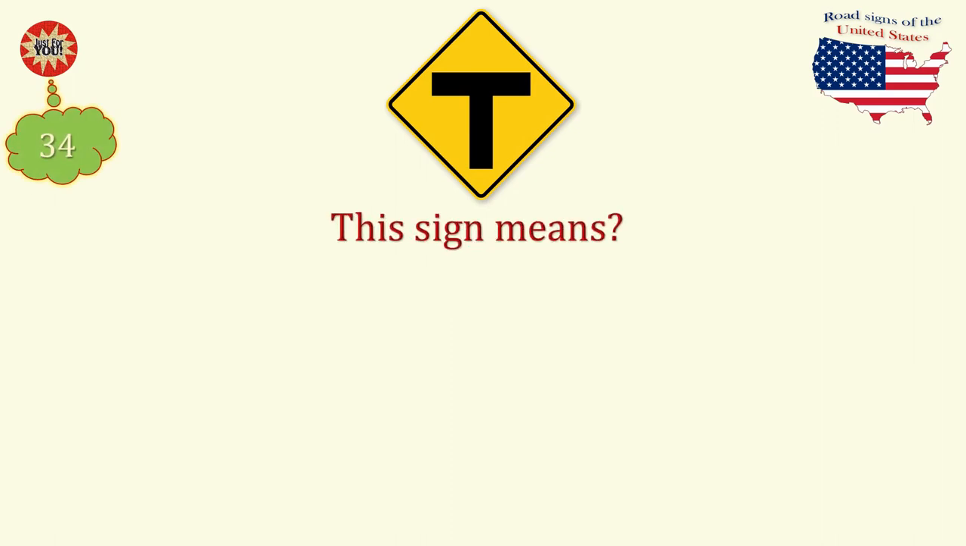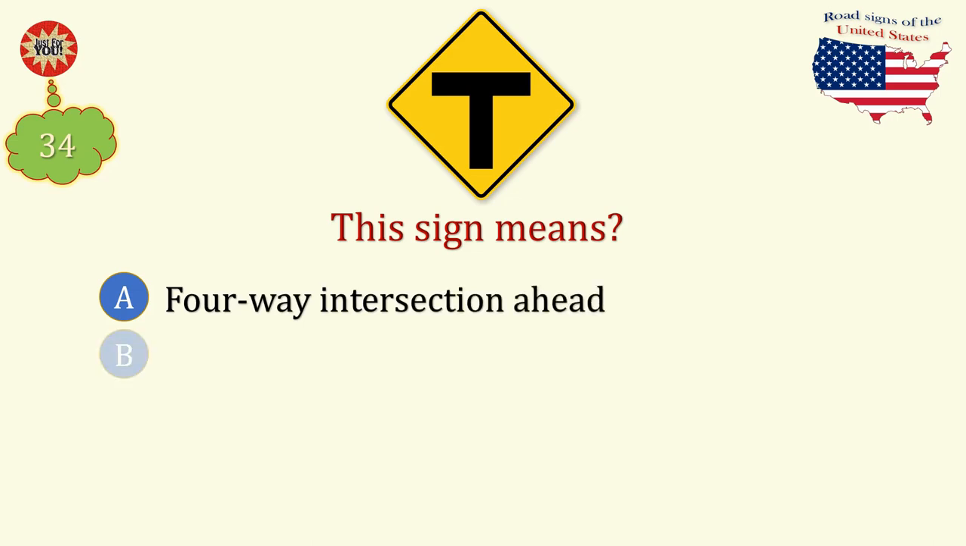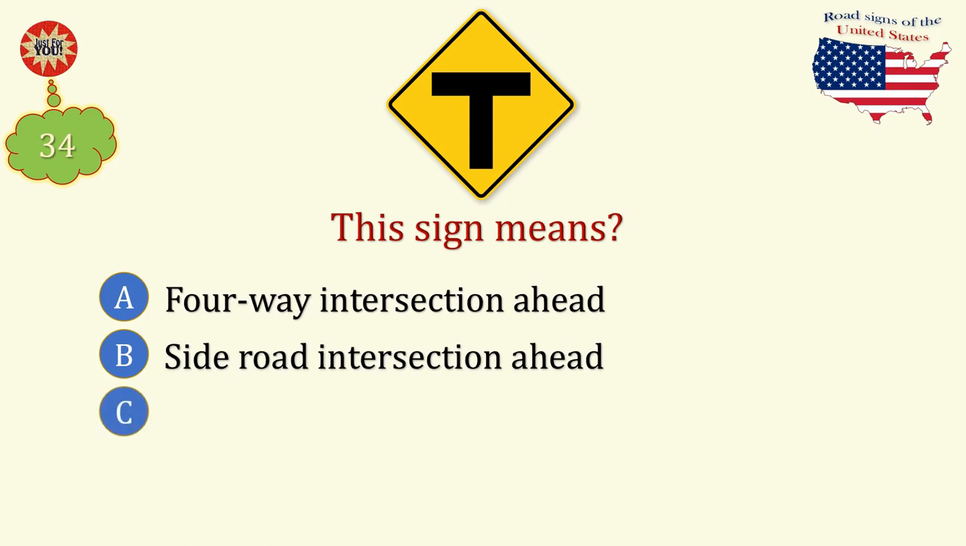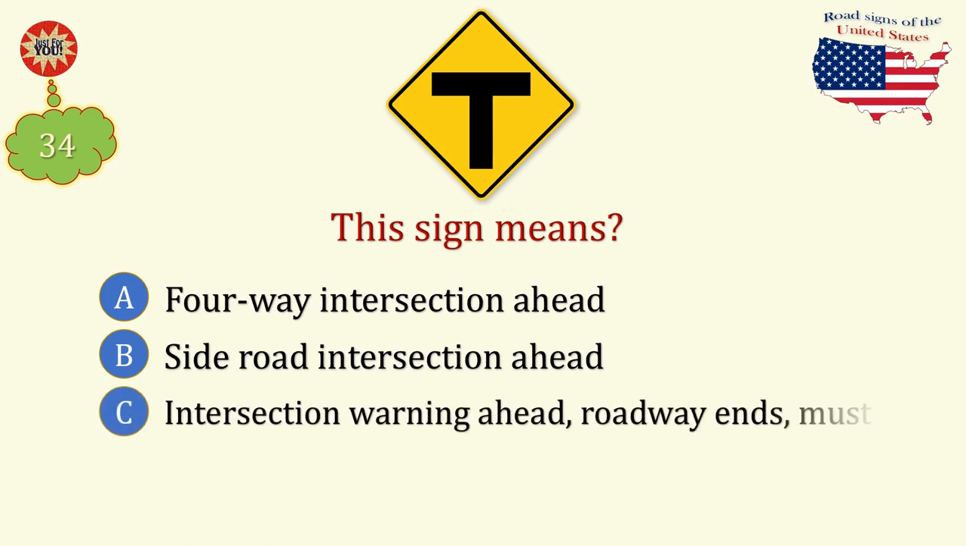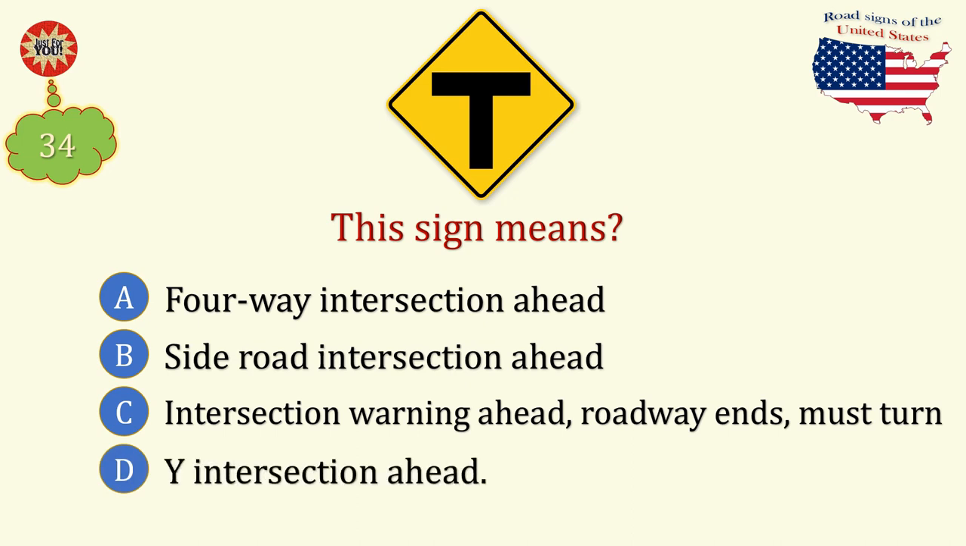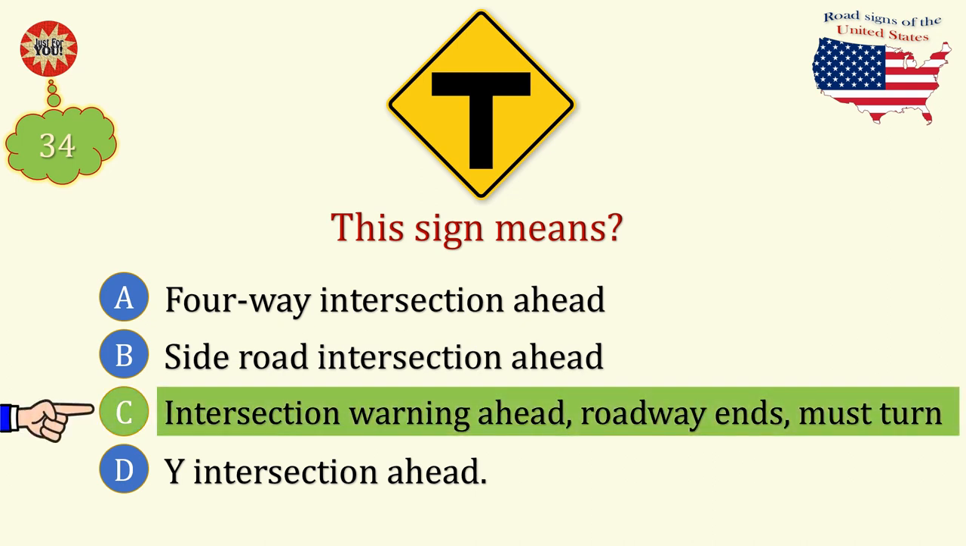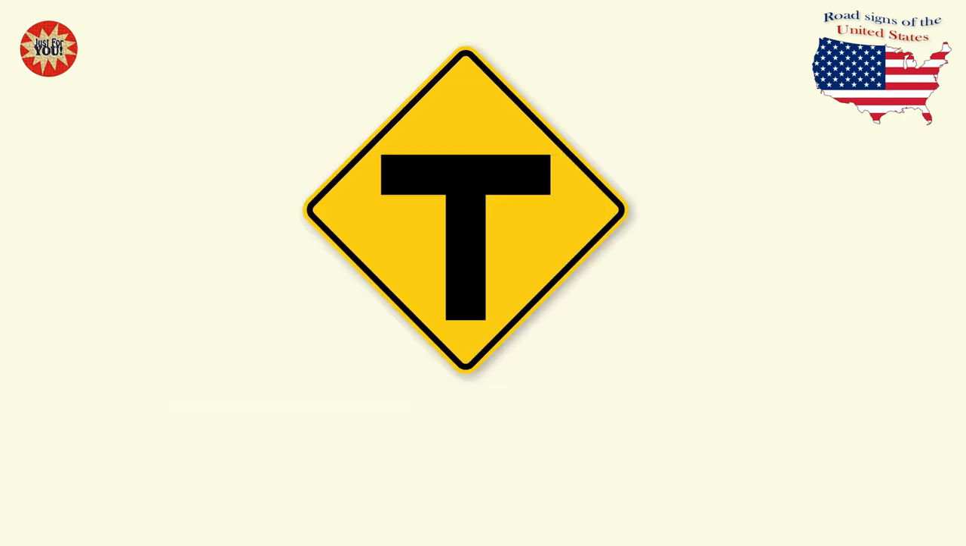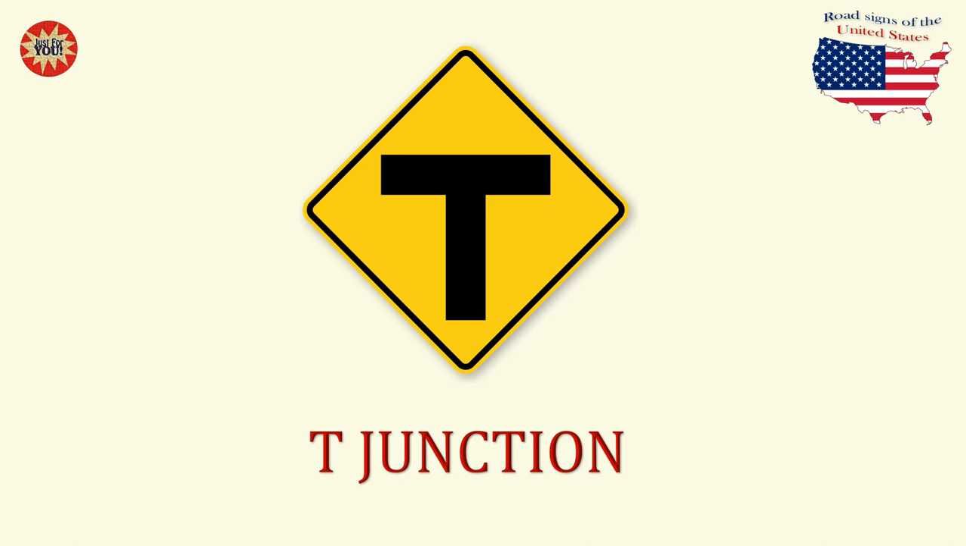This sign means? A. Four-way intersection ahead. B. Side road intersection ahead. C. Intersection warning ahead, roadway ends, must turn. D. Y intersection ahead. The correct answer: C. Intersection warning ahead, roadway ends, must turn. T junction.